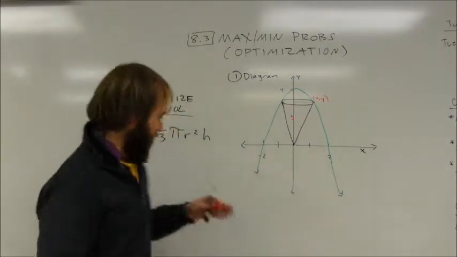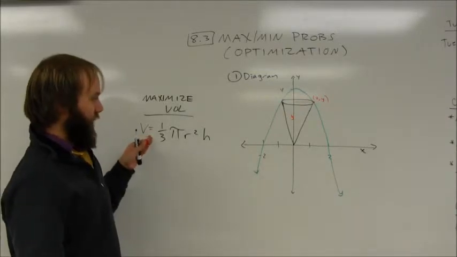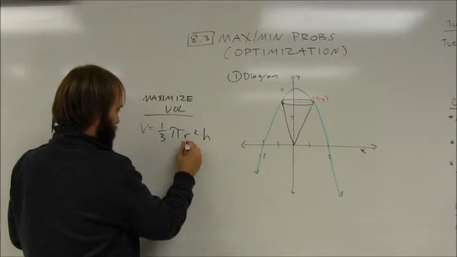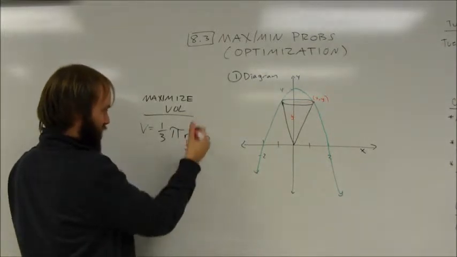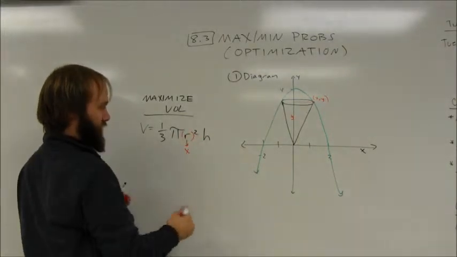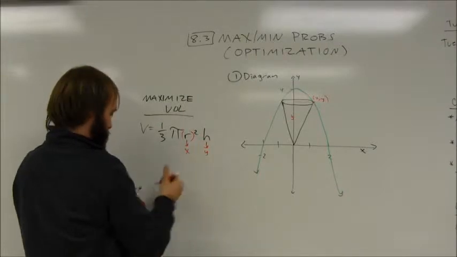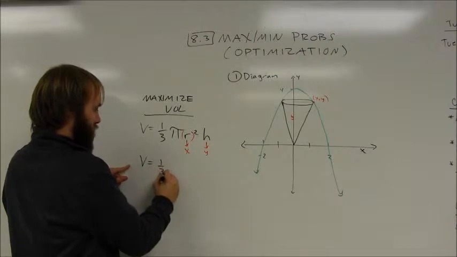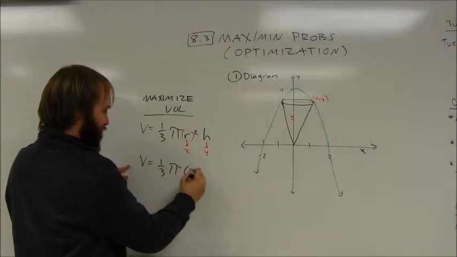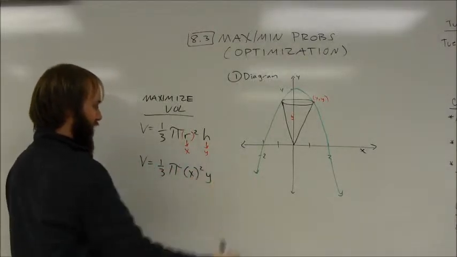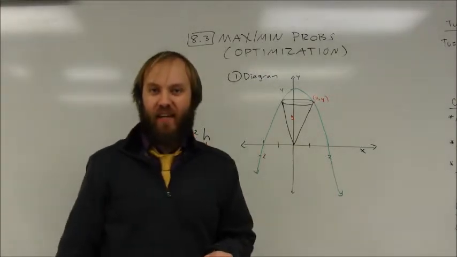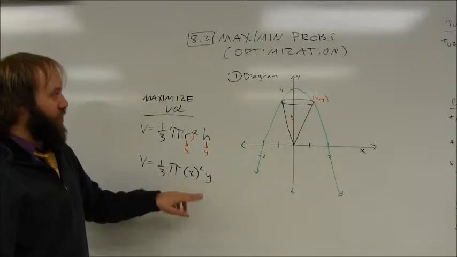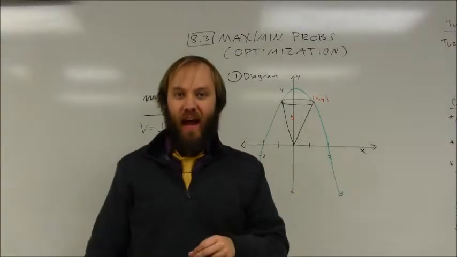So I can go to this formula over here and fill those values in using what I have on the graph. The radius is x, so that's going to be x squared. I want to put that in parentheses. And then the height is going to be y. So in a sense, I can use the formula volume equals 1/3 pi x squared y, but I don't want it written in terms of two different variables. Here's where the constraints come back into play.